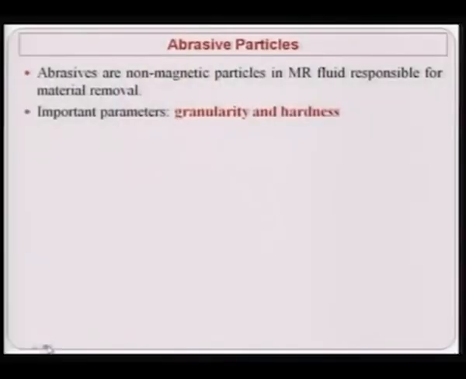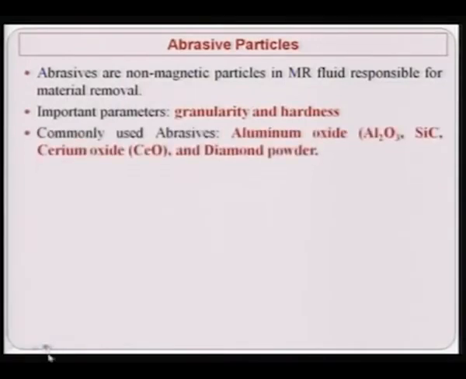Important parameters are the granularity and hardness of these abrasive particles, which make the difference as far as finishing rate is concerned. Commonly used abrasive particles are alumina Al2O3, silicon carbide SiC, cerium oxide CeO2, and diamond powder. Other abrasive particles also can be used depending upon their availability, cost and the requirement of the process.